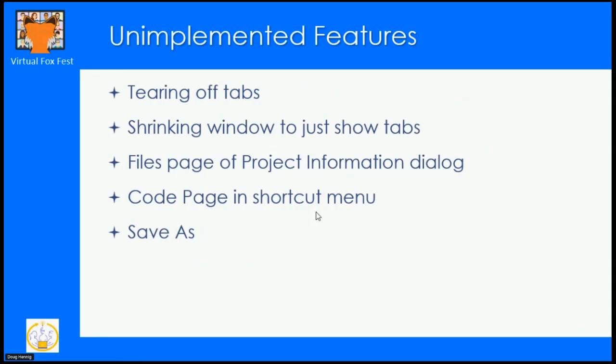So the files page of the project information dialog. Well, we don't really have a project information dialog. We have project properties over at the right-hand side. But the files page, that's what the tree view's for, right? So I don't quite get what the need for that files page is. Same thing with the code page in the shortcut menu. I just didn't implement that for some reason. And save as, I just don't have a save as function in the project manager. Save as in the editor, so you can save a PRG as some other PRG, just not in the project manager itself.